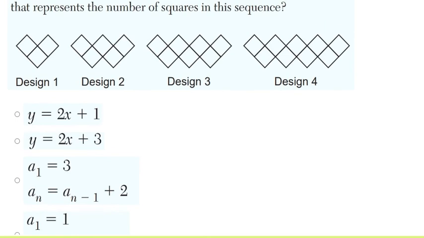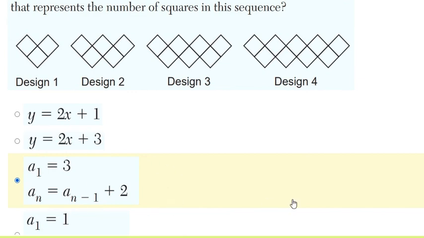And if we look at our pattern, we've got the 3 here. There's the 3, and we added 2. There's the 5, and we added 2. There's the 7, and we added 2. So they're always adding 2 squares, so that is your sequence. And the answer to this question is the third choice right here.